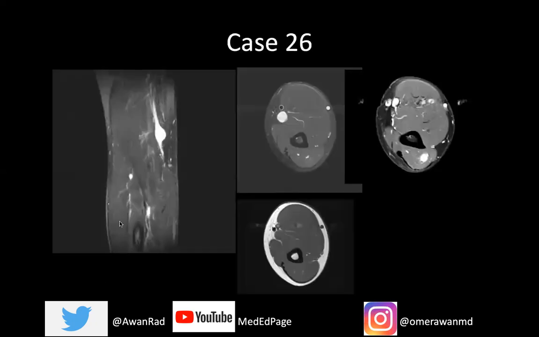Case 26, we have multiple MRI images here. T1, T2, post contrast. We have these lesions that look like they're associated with nerves, right? You can see the nerve bundle going into it and out of it. It's dark on T1, bright on T2. They enhance with post-contrast imaging.